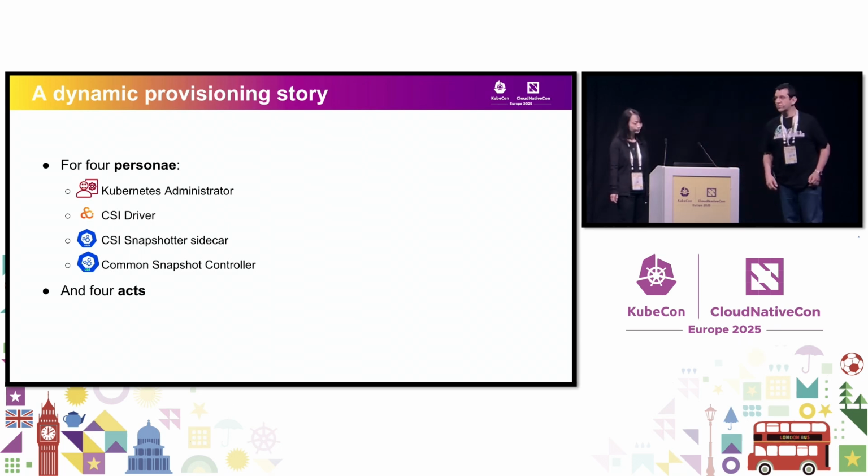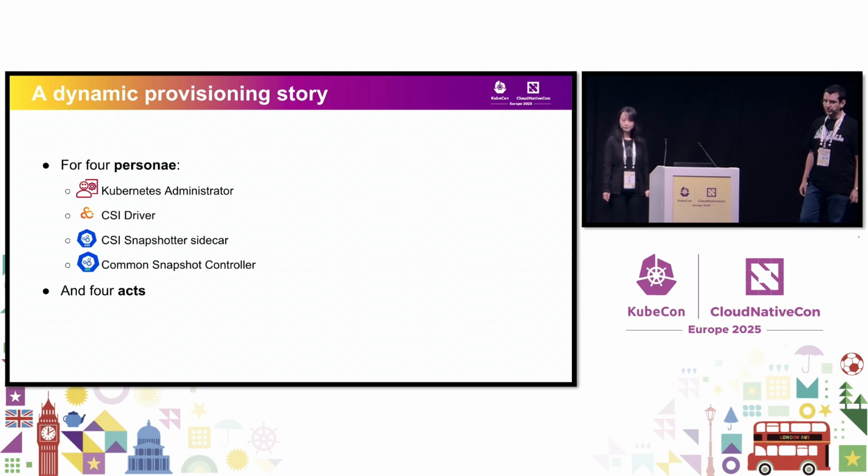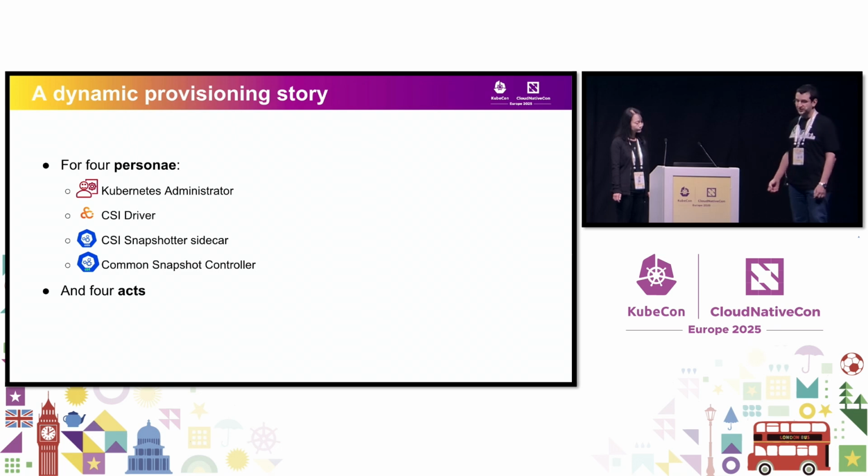And from now on, we are going to explain how the dynamic provisioning works. And you know, since I'm an Italian guy and I love classical music and opera, I will use an opera metaphor. So we split this process in 4 acts, and each act has scenes. And this is an opera for 4 personas. You have a Kubernetes administrator, you have a CSI driver, you have the snapshotter sidecar, and the common snapshot controller.